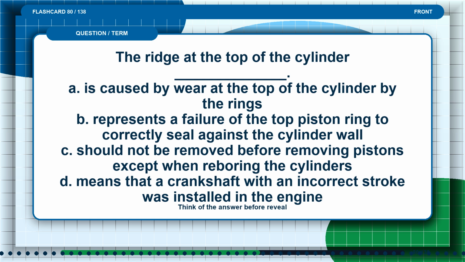Flashcard 80. The ridge at the top of the cylinder blank. A. Is caused by wear at the top of the cylinder by the rings. B. Represents a failure of the top piston ring to correctly seal against the cylinder wall. C. Should not be removed before removing pistons except when reboring the cylinders. D. Means that a crankshaft with an incorrect stroke was installed in the engine. Pause and think of the answer before the reveal.